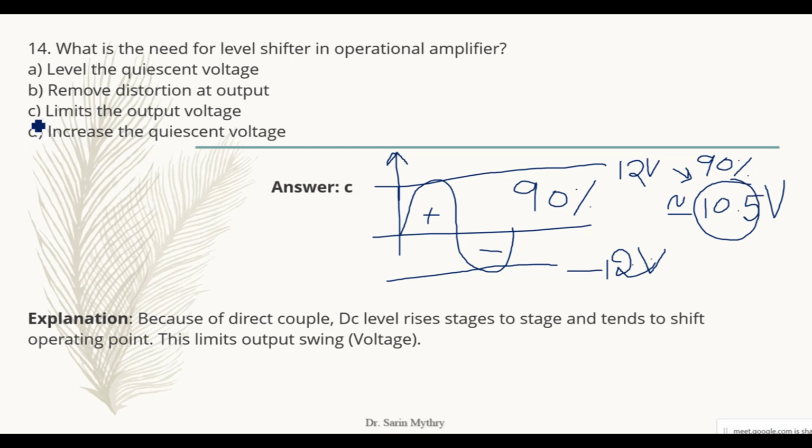So the answer here: the level shifters are used for what? For limiting the output voltage. What happens if it goes beyond the 12 volts? Ultimately, malfunction of the device takes place. We cannot give more than 12 volts. If you give more than 12 volts, the malfunction of the device will take place. So ultimately, your answer: a level shifter in an operational amplifier is used for limiting the output voltage.